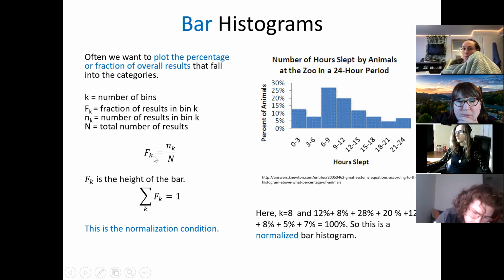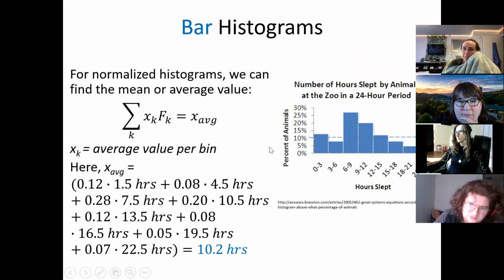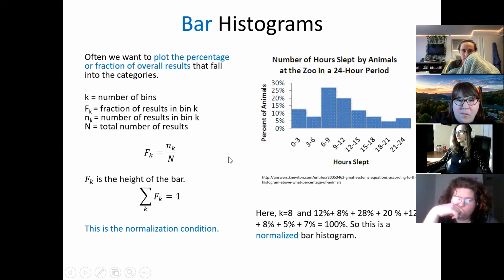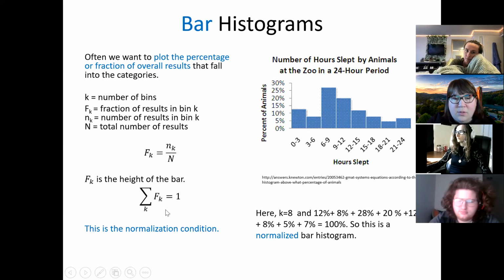F sub k, this quantity here that's shown, is the fraction of results in that bin. And n sub k is the number of results in the bin. So F sub k, that fraction, times the total n, is going to give you the number of results in that bin. And we end up with this expression. And then F sub k is going to be the height of the bar in your bar graph. So all of those percentage heights, 12% plus 8% plus 28%, that are all shown in this sum here, those add up to 100%. And that is our normalization condition for a bar histogram, they all have to add up to 1 or 100%.